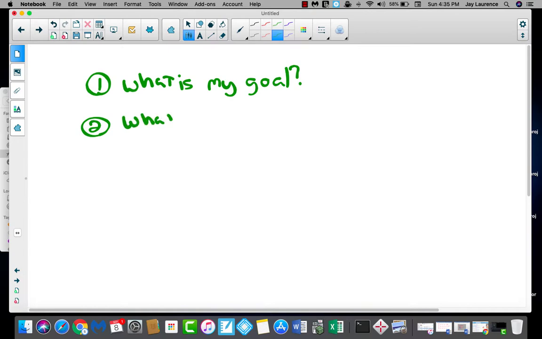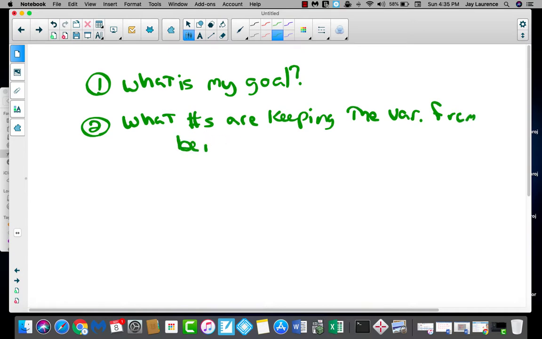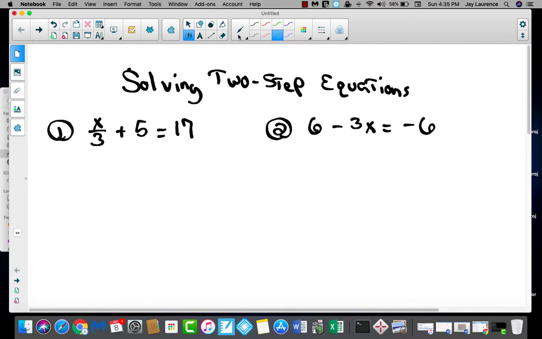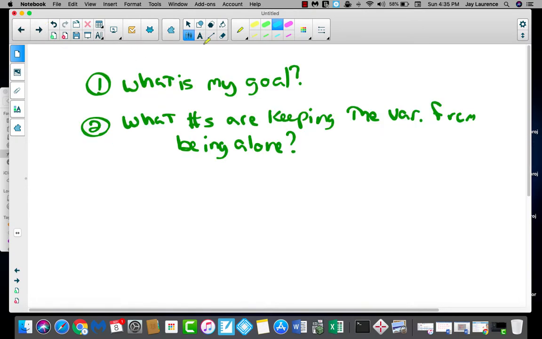Question number 2, what numbers are keeping the variable from being alone? In this problem, it looks like I have the number 3 and the number 5. There's a 5 there, it's actually a positive 5. And there's also a 3, right? Those are on the same side of the equal sign as the variable, and therefore they're keeping it from being alone.